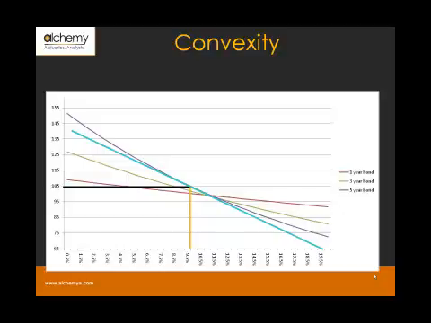Another way of looking at convexity is that if you look, I think the 5-year curve is actually a lot more convex than the 3-year curve, and the 3-year curve is more convex than the 1-year curve. The 1-year curve, for all practical purposes, looks like a straight line. The 3-year curve also looks like a straight line, but it's slightly more curvy, and the 5-year curve is the most curvy of the three.